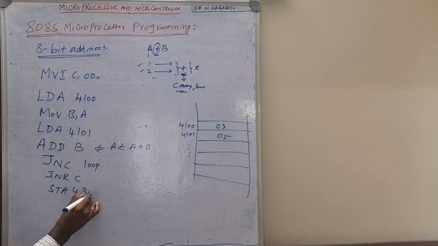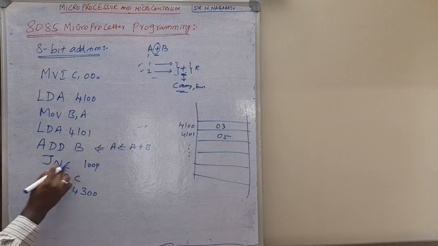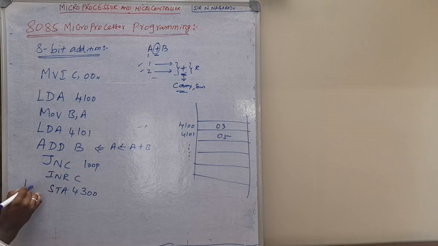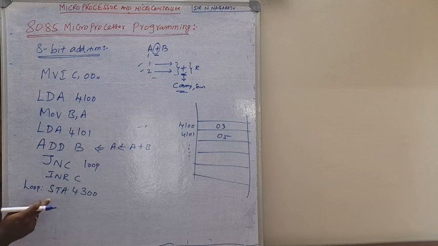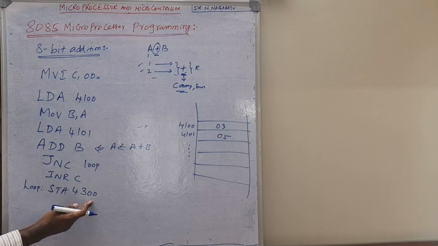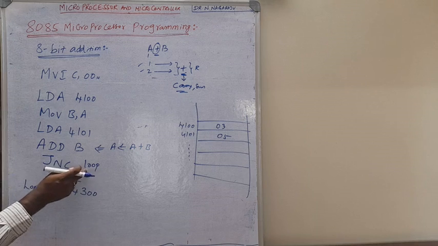STA 4300, that is the memory location. If jump no carry, it means come here. Look, now you just put it here. See here, if jump no carry, then directly you just store this accumulator content to 4300. This step is skipped, right?